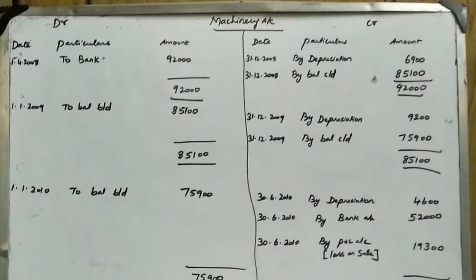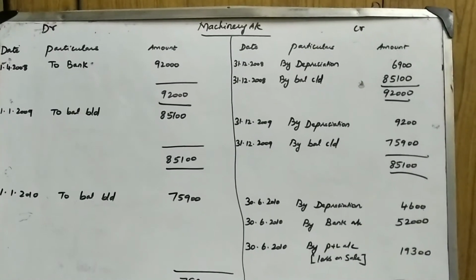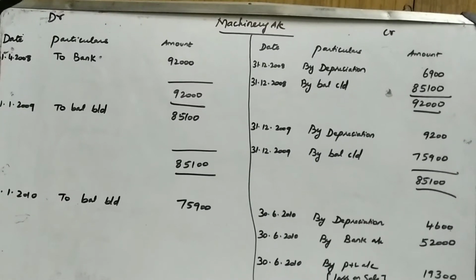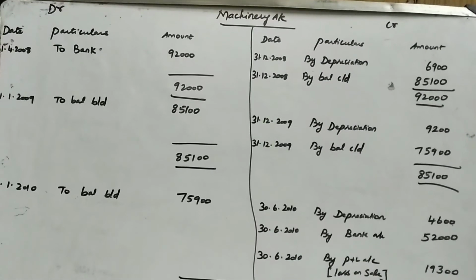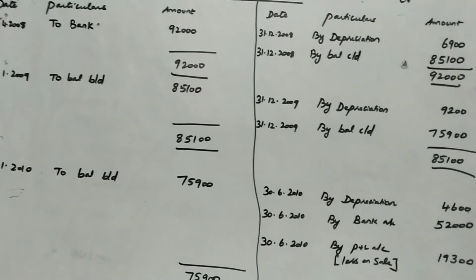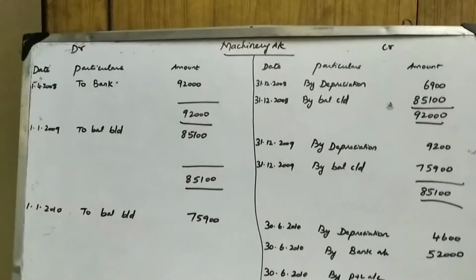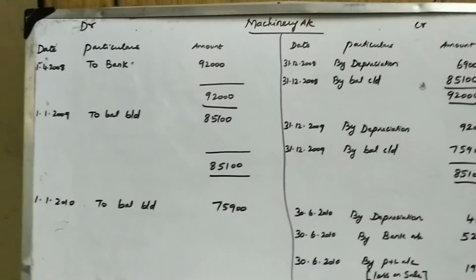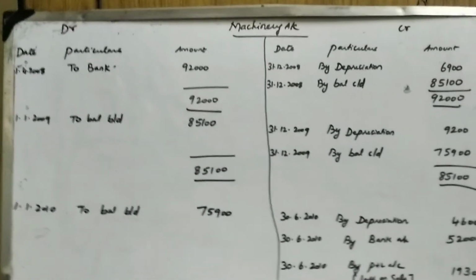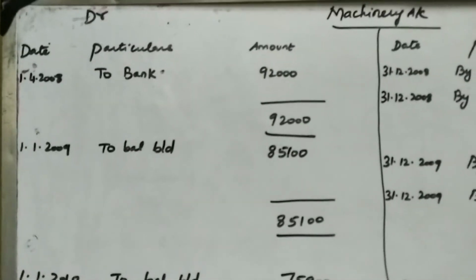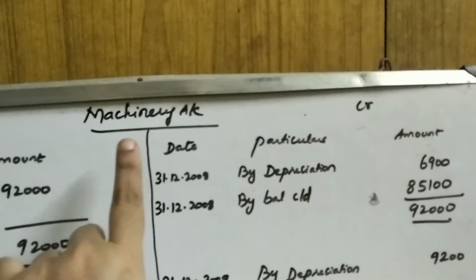Now they have asked us to do the machinery account, so we have to do the ledger. So now we have already done the working note. We know the values. So I will just explain the ledger now. On 1/4/2008, we are seeing the machinery account.